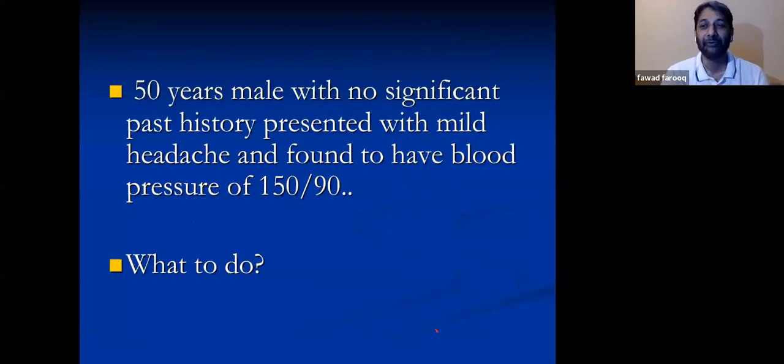Let's come with that background to a scenario which we very commonly face in our practical life. No matter which specialty you are in, you may see this kind of patient.